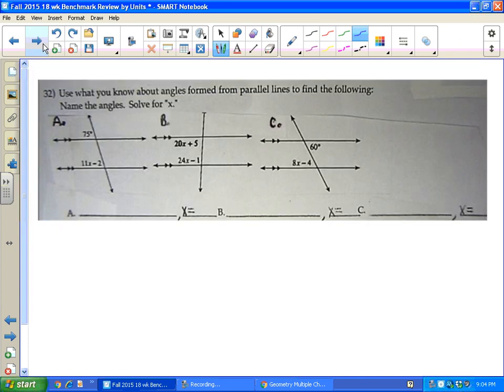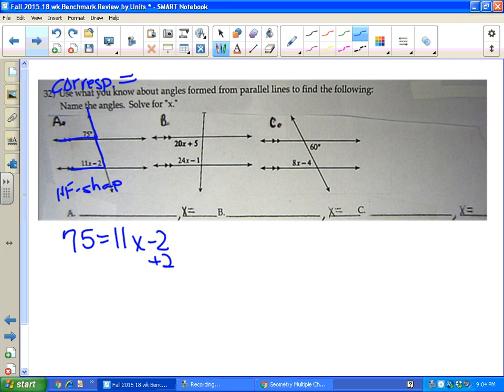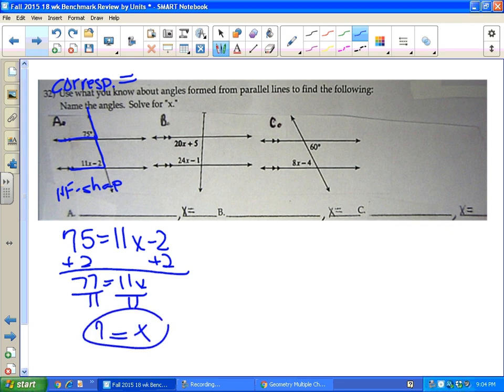Okay. Use what you know about angles formed from parallel lines to find the following. First thing I'm going to do, trace my angles. I have an F shape. Those are corresponding angles. Corresponding angles are equal. So I'm going to set 75 equal to 11x minus 2. I'm going to add 2 to both sides. I get 77 is equal to 11x. Divide by 11. x is equal to 7. So x is equal to 7, and they are corresponding angles. All right, so just filling in my blank.